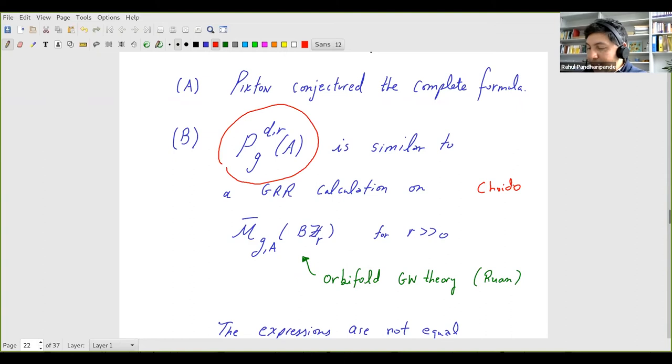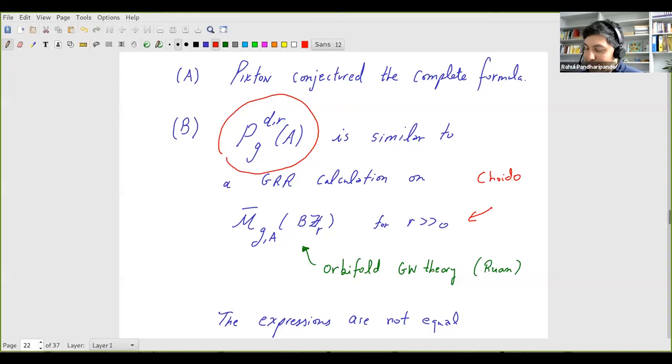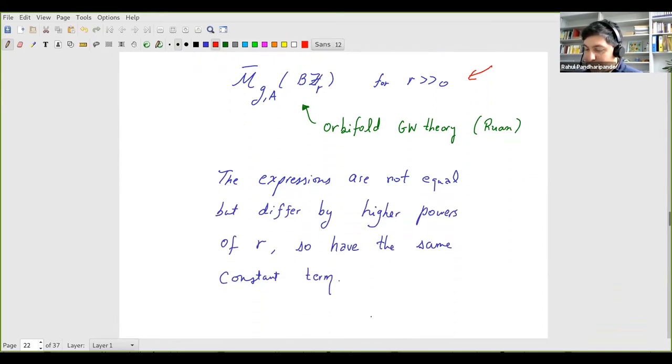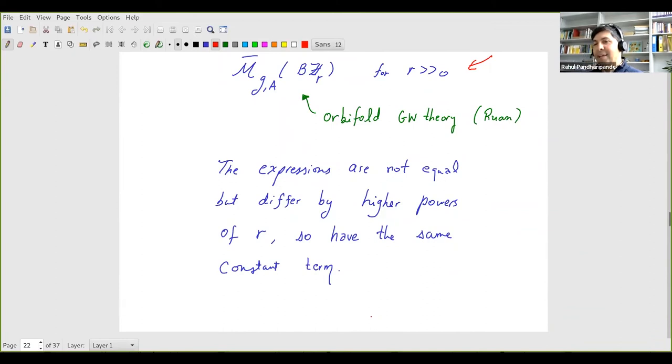In fact, they're not the same, meaning that if I look at R very large, these two things are not the same, but their constant terms are the same. If you take the constant term over here and the constant term in Pixton's, you get the same thing. They differ by higher powers of R, but they have the same constant term. So the formula gives you a clue that you should be looking for some BZR geometry in the proof, which is a strange thing. That's not something that you would be naturally led to.